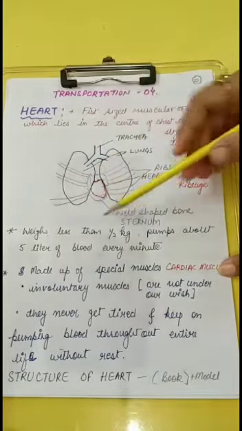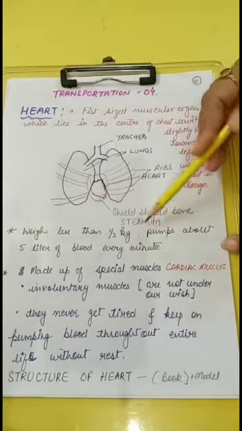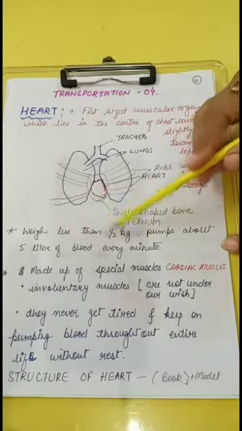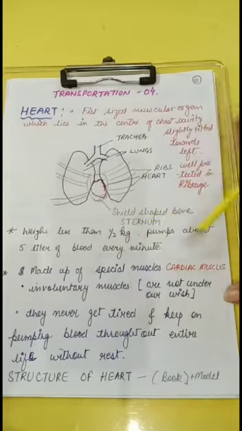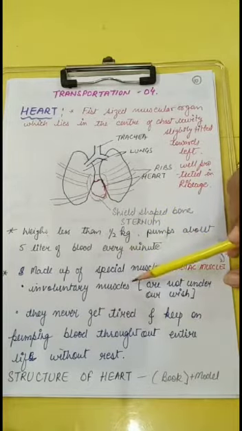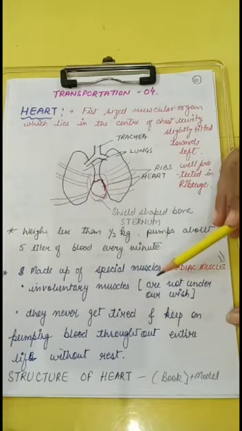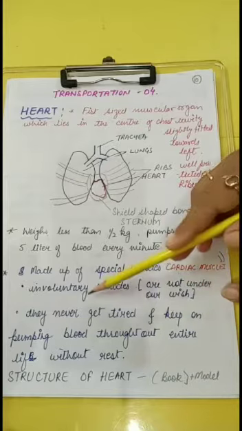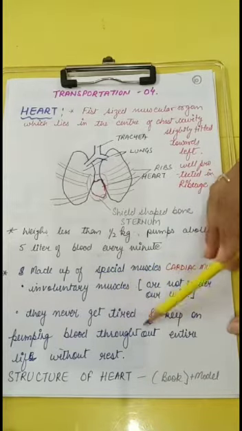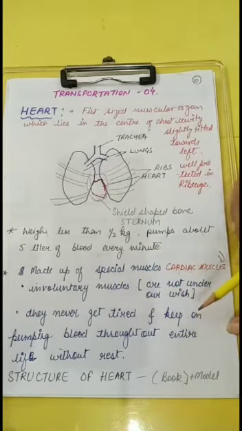It weighs less than half kilograms and it pumps out 5 liters of blood every minute. Heart is made up of special muscles called as cardiac muscles. Cardiac muscles are involuntary muscles. That is, they do not work under our wish. They never get tired and keep on pumping blood throughout the entire life without rest.